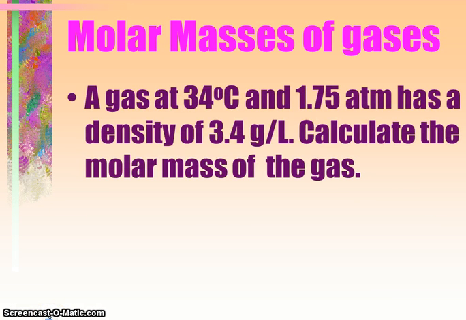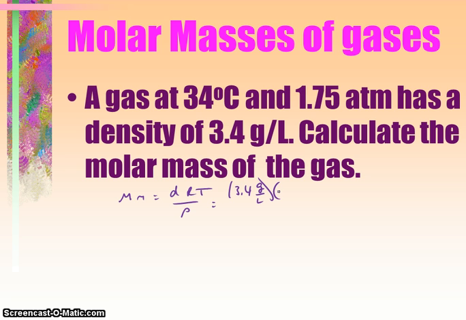So we'll look at a problem. A gas at 34 degrees Celsius and 1.75 atm has a density of 3.4 grams per liter. Calculate the molar mass of the gas. All right, so we're given a density and we want to calculate the molar mass. So molar mass equals dRT over P. So for the density, we'll plug in 3.4 grams per liter.